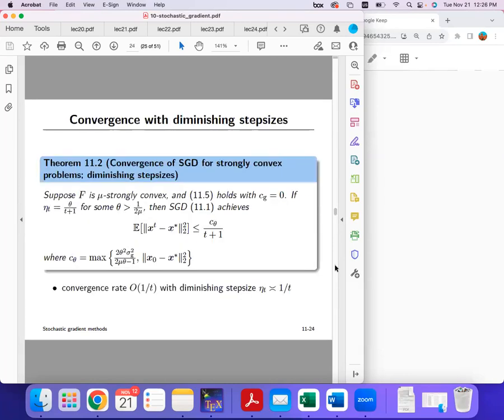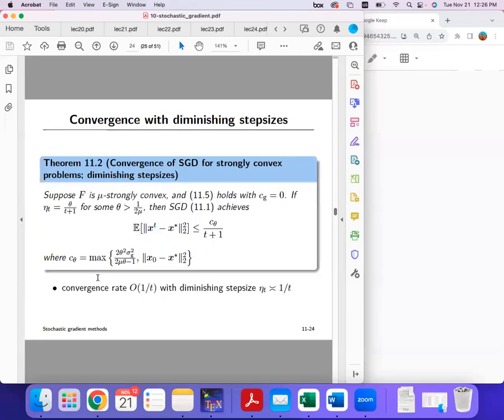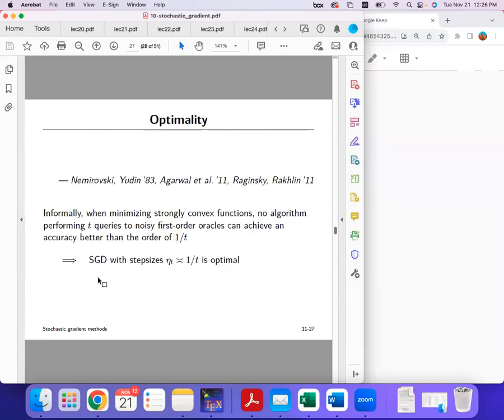The last time we talked about several convergence results for SGD. For strongly convex functions, if we pick a diminishing step size, then this expected squared distance converges to 0 at a sublinear rate. And in particular, there are some results that show that this is the optimal result. Like this is the algorithm that we can expect in this case.